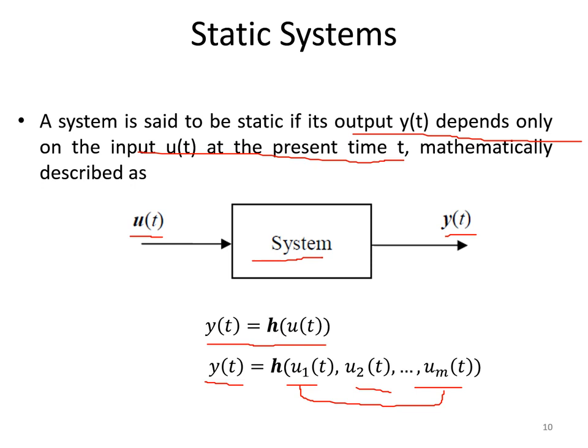Now note the indices within the parentheses. All these indices are t, which represents the time at a given instant. So the output at time t depends on the inputs at time t. It has no dependency on the past outputs. So in that sense, the systems under consideration here are basically static systems.